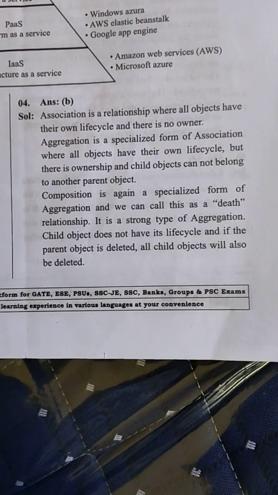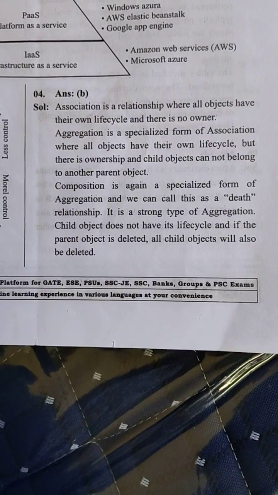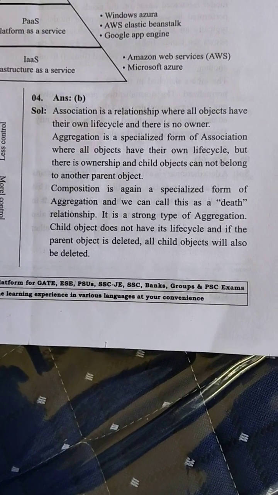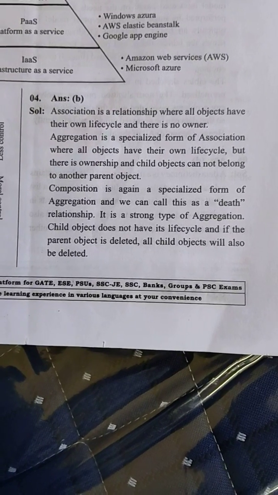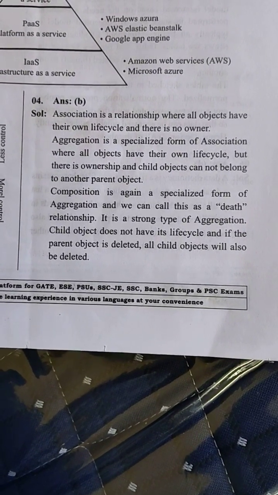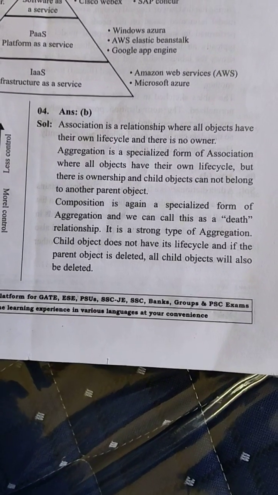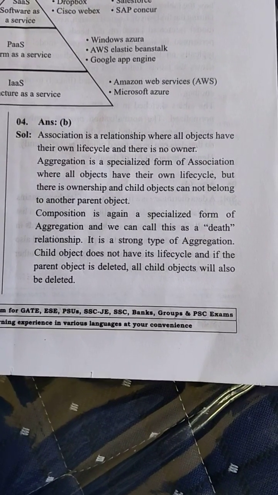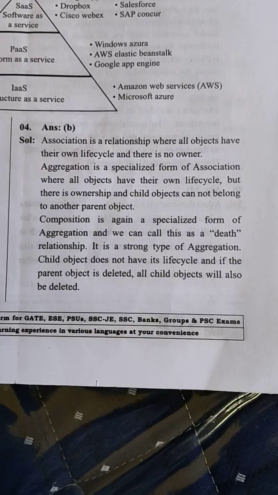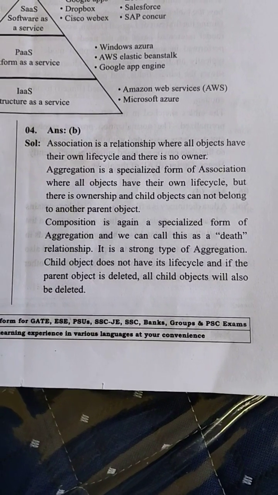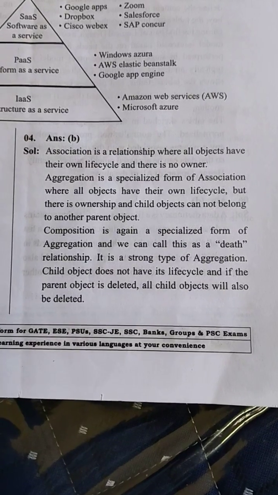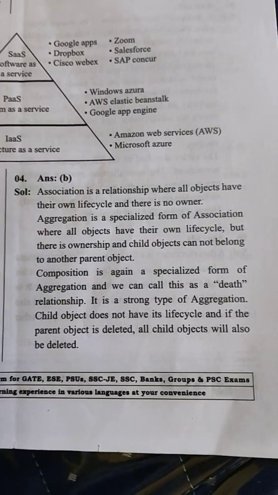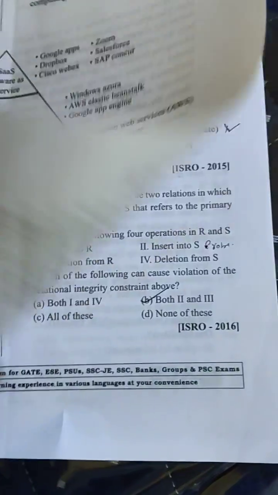Fourth one, association is a relationship where all objects have their own life cycle and there is no owner. Aggregation is a specialized form of association where all the objects have their own life cycle, but there is an ownership, and child objects cannot belong to another parent object. Composition is again a specialization of aggregation, and we can also call this a death relationship. It is a strong type of aggregation. Child object does not have its own life cycle, and if the parent object is deleted, all the child objects are also deleted.